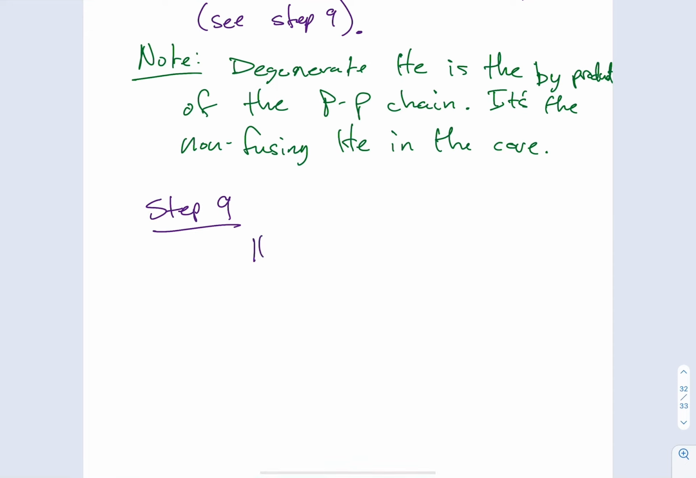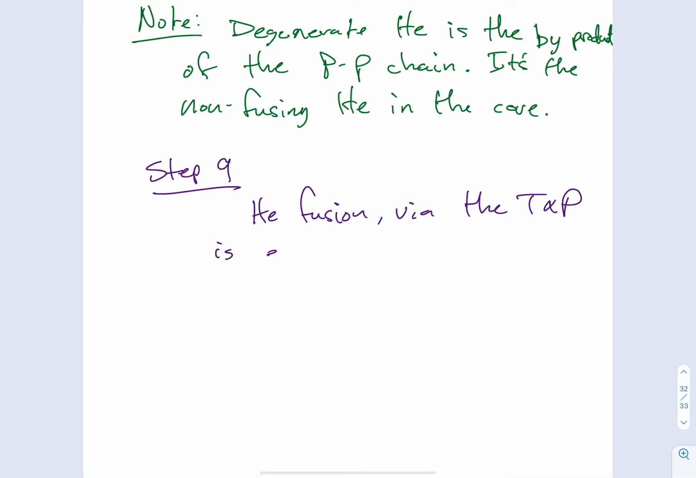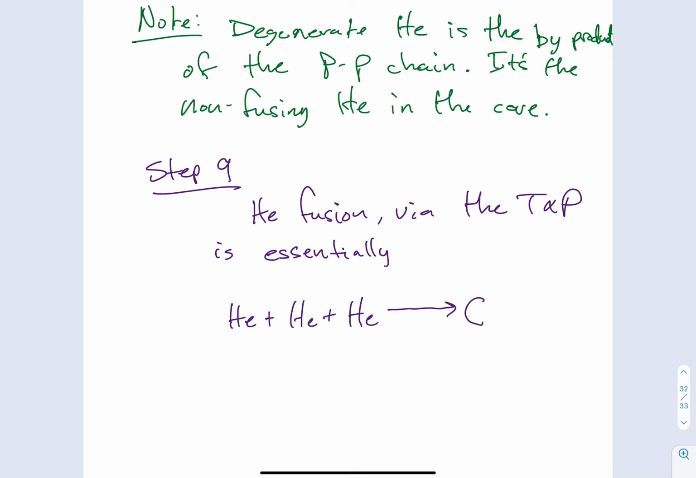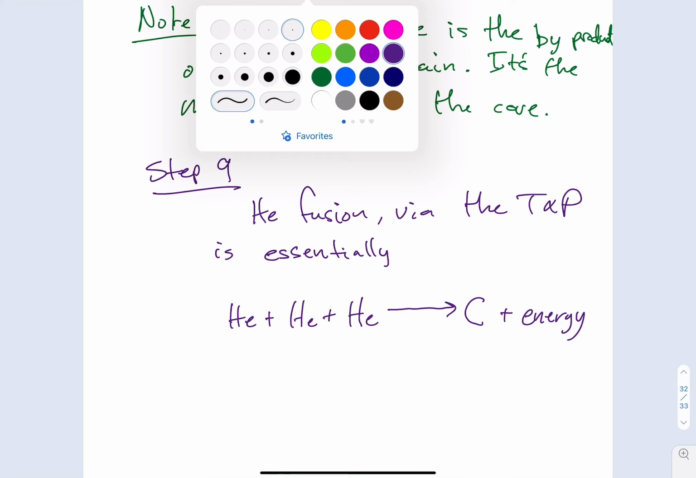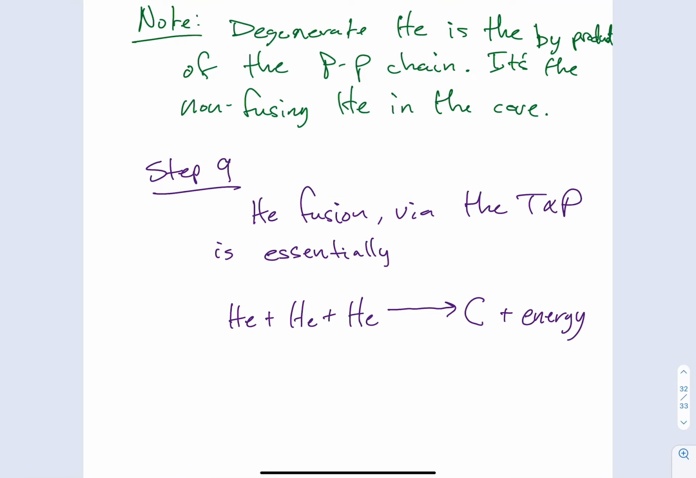So helium fusion via the triple alpha process is essentially, and keep in mind all these chemical equations are drastically simplified, helium plus helium plus helium, so triple alpha. Alpha particles are the nuclei of helium atoms, and that should give us some carbon and some energy. If you look at the periodic table, helium plus helium plus helium gives you 6 protons, and number 6 on the periodic table is our friend carbon.